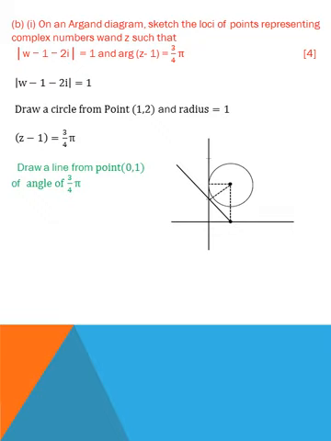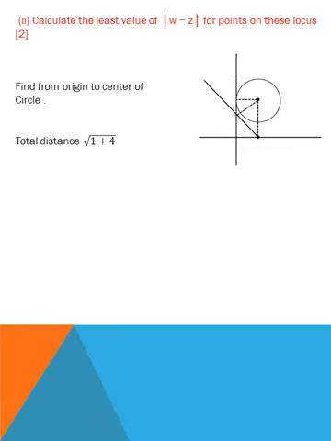Then the point for angle drawing: real part is 1 and imaginary part is missing, so it means imaginary part is 0. Draw a line from point 1, 0 at angle 3 pi by 4. Then I draw a line of 3 pi by 4 from the point 1, 0. Calculate the least value of modulus w minus z for points on these loci. Find from the origin to the center of the circle.